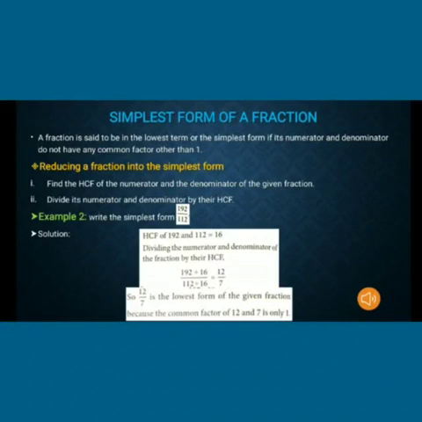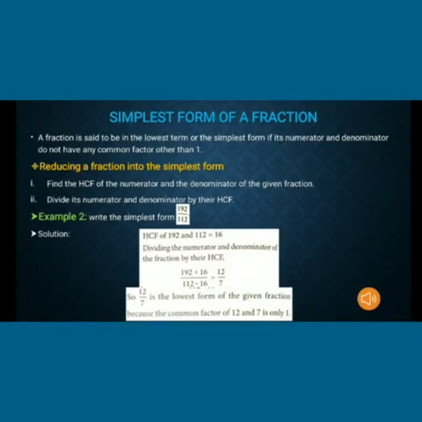Dear students, now let's see the simplest form of a fraction. A fraction is said to be in the lowest term or the simplest form if its numerator and denominator do not have any common factor other than 1. In order to reduce a fraction to the lowest term, we need to follow 2 steps. Step 1, find the highest common factor of the numerator and the denominator. Step 2, divide the numerator and the denominator by their HCF.